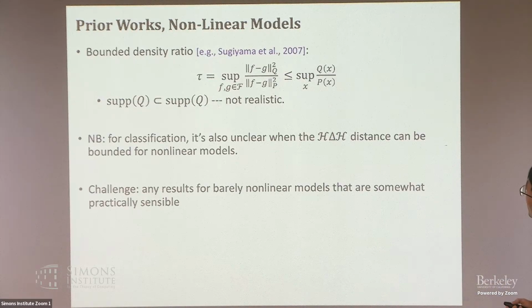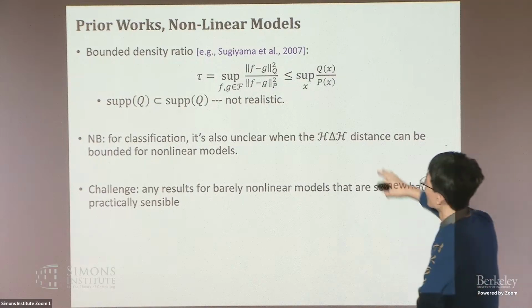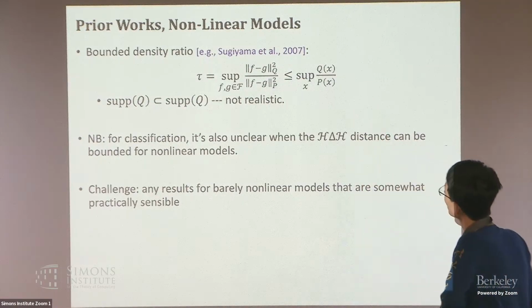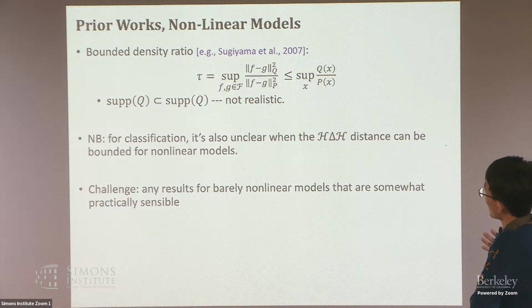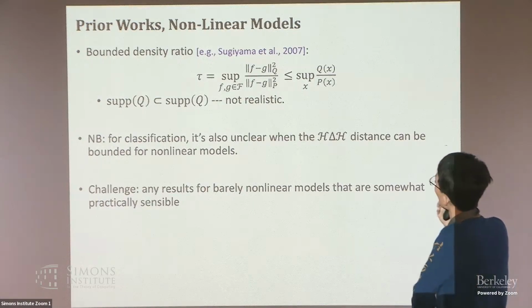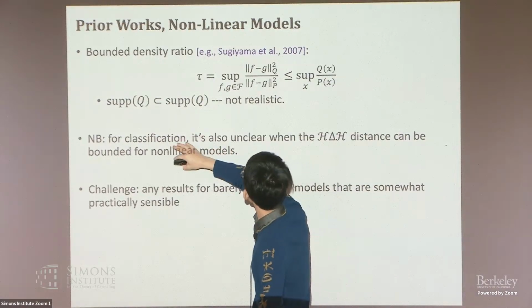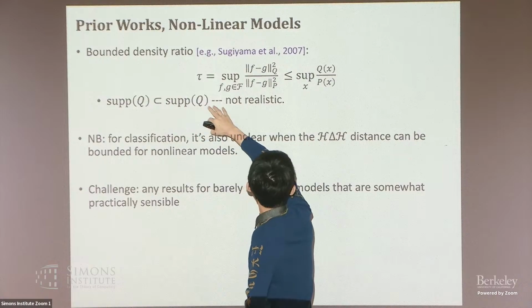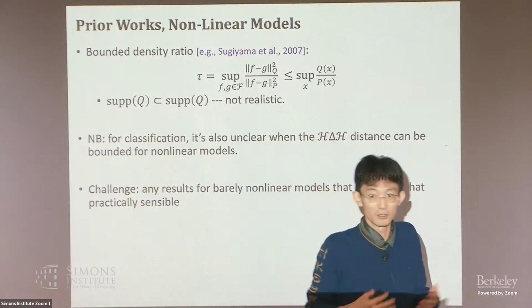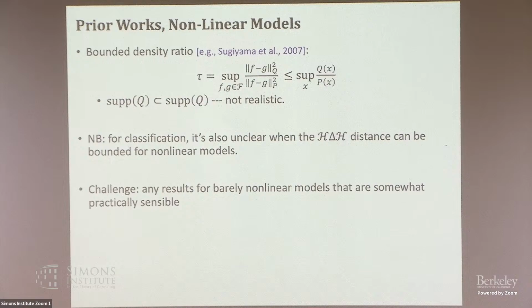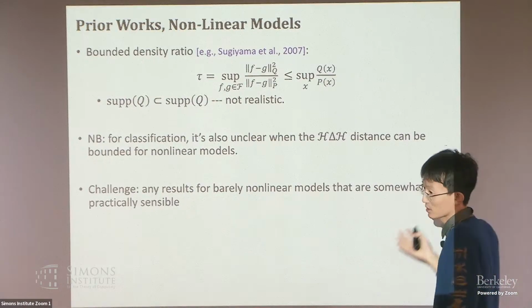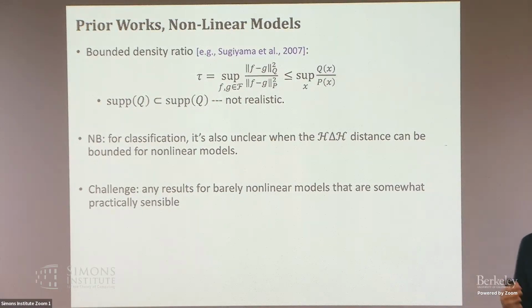For nonlinear models, I think this is probably the best people knew. You do the simple thing, and you have to assume that the support of Q is a subset of the support of P. Otherwise, there's no extrapolation. Once you go out of the support, all bets are off. That's not the case we want to study. I think for reinforcement learning, for all of these cases, you do need extrapolation to out of the support.